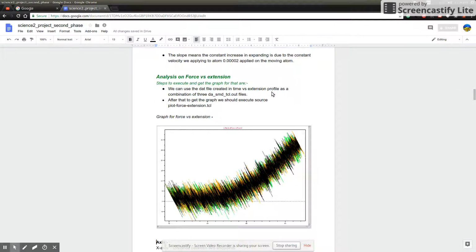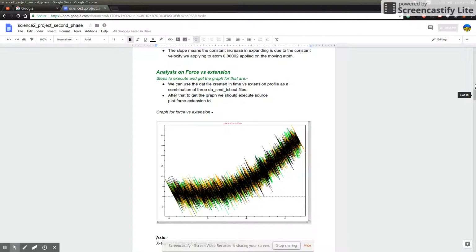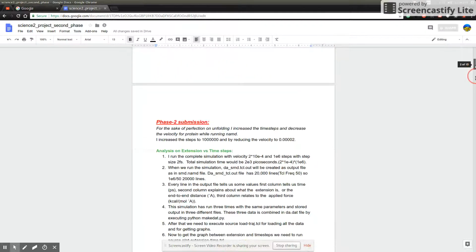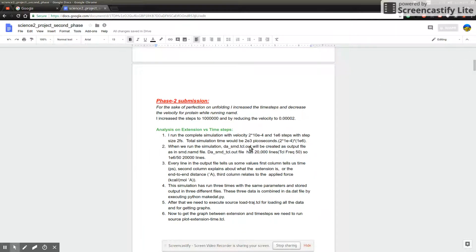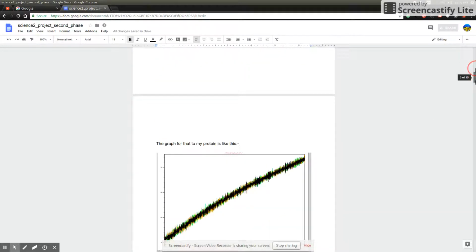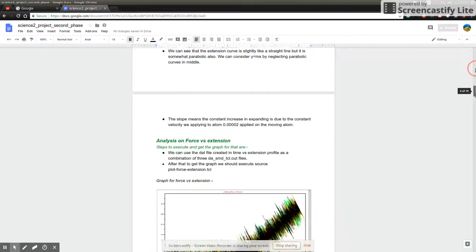For this also, the same steps which we have done before are common: how many time steps, the TCL frequency, what output files we are getting for the three simulations, and getting the DA underscore DA dot DAT file are all common things. And now we just need to compare forces extension.